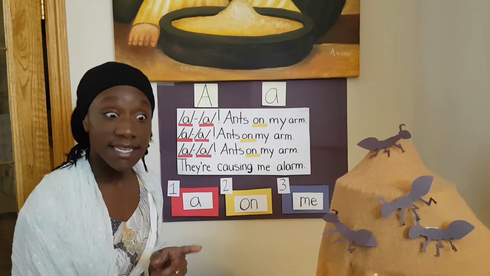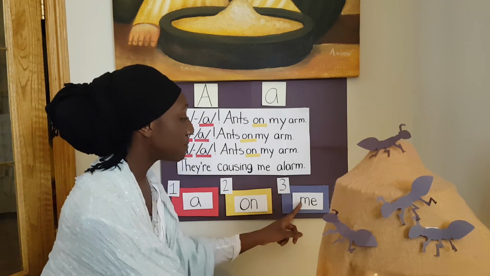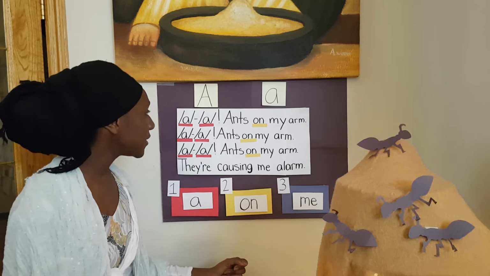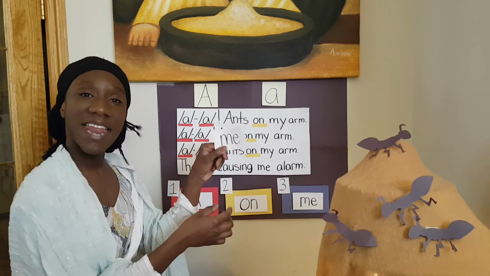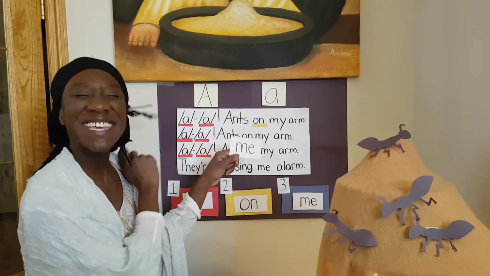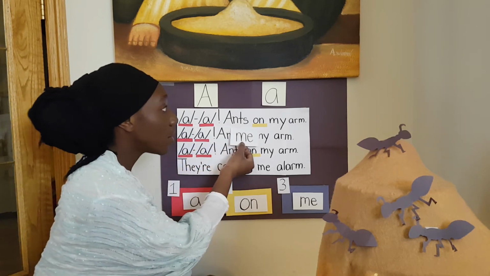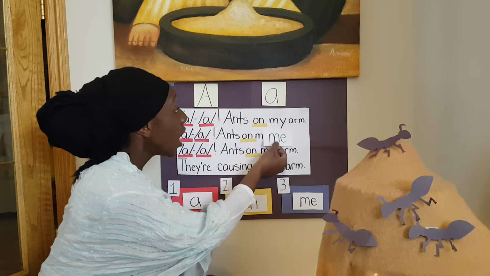See it, say it. When you see the word me, you're going to say me. Let's begin. Oh, and I have another me right here. M-E, me. I wonder if we'll find the word me. Remember, when you see it, say it.